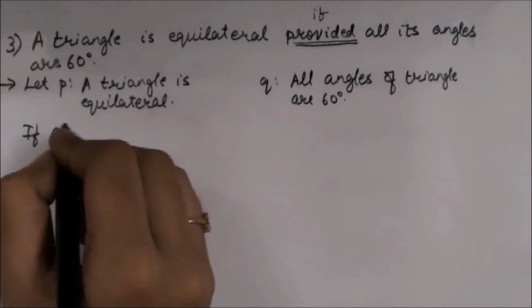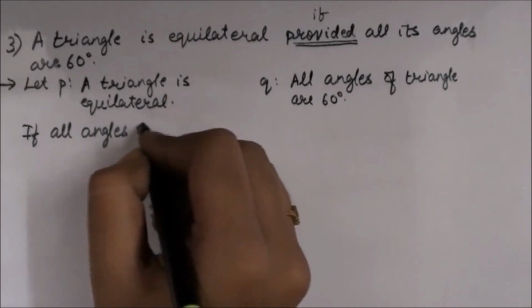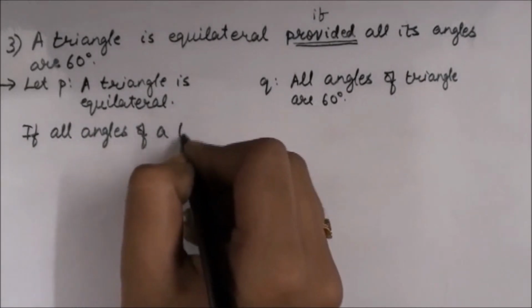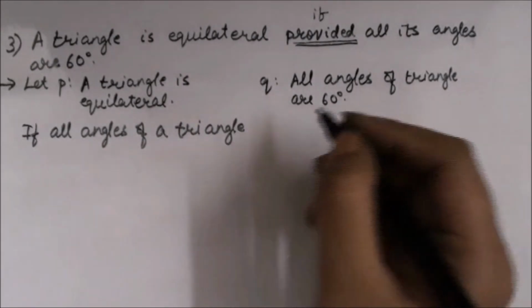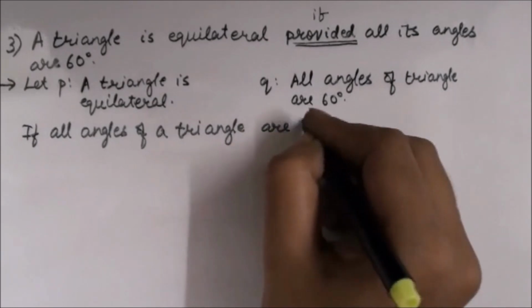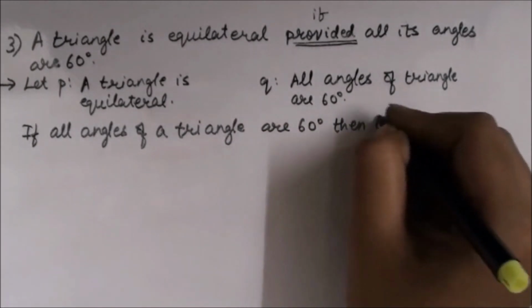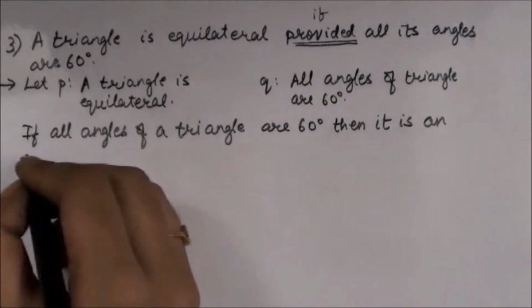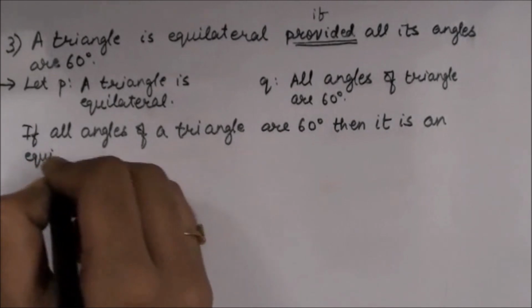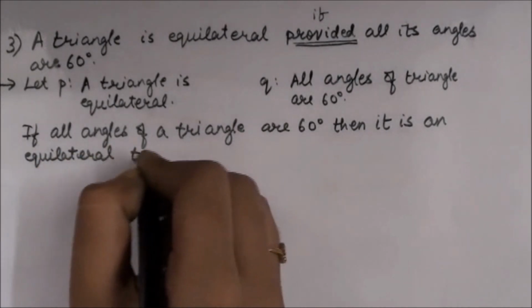If all angles of a triangle are 60 degrees, then it is an equilateral triangle.